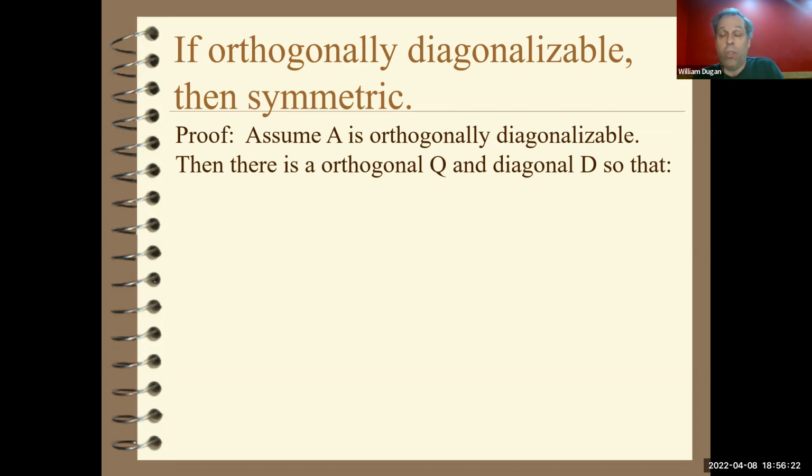That means there is an orthogonal matrix Q, whose columns are the eigenvectors, and a diagonal matrix D, whose entries on the main diagonal are the eigenvalues, so that D equals Q transpose times A times Q. And remember, Q's inverse is Q transpose. So Q transpose times Q and Q times Q transpose are just the identity matrix.